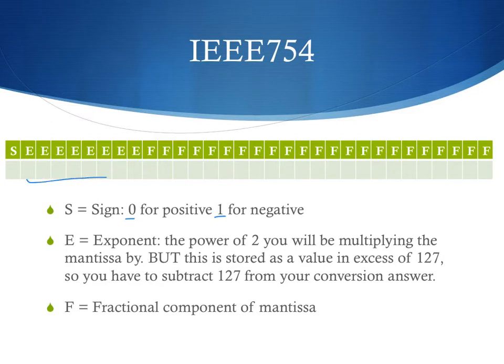Okay? These boxes here, these 8 bits, 1, 2, 3, 4, 5, 6, 7, 8, they make up the exponent, the power of 2 you will be multiplying the mantissa by. But it's a little bit complicated. It's stored as a value in excess of 127. So when you convert the ones and zeros from binary into their decimal equivalent, you have to subtract 127 from your answer. And then this is the fractional component of the mantissa. Now if you don't know what a mantissa is, look it up. Don't worry, it's going to make sense in 2 seconds' time though.